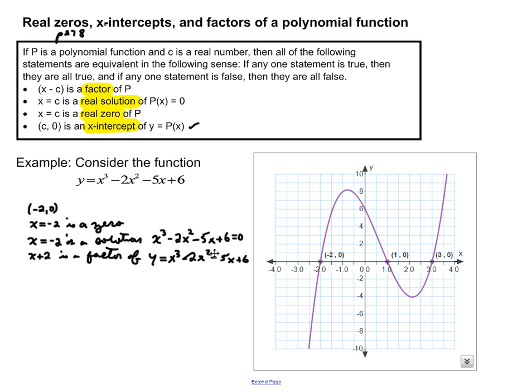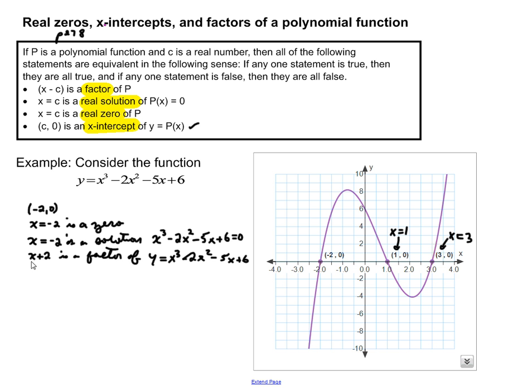Now, all of these things can be said at x equals 1, which is a zero of the function, and also at x equals 3, which is a zero of the function. Since they are x-intercepts, they are zeros of the function, and x minus 1 and x minus 3 would be factors of our polynomial function. As a matter of fact, we can actually verify that right here in sort of an interesting way.